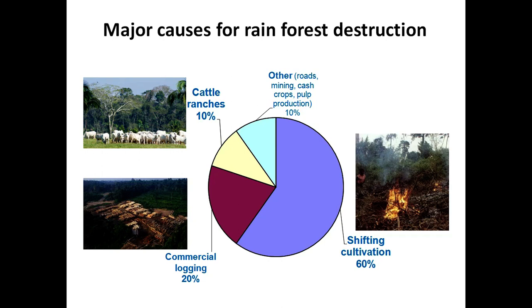And when there are few people doing this, the impact is minimal. But when thousands or even millions of people are doing this at the same time, it can cause a huge impact. So 60% of all the rainforest destruction is due to shifting cultivation. And the second one is commercial logging, about 20%, and cattle ranching 10%, and all the other causes account for 10% of rainforest destruction.